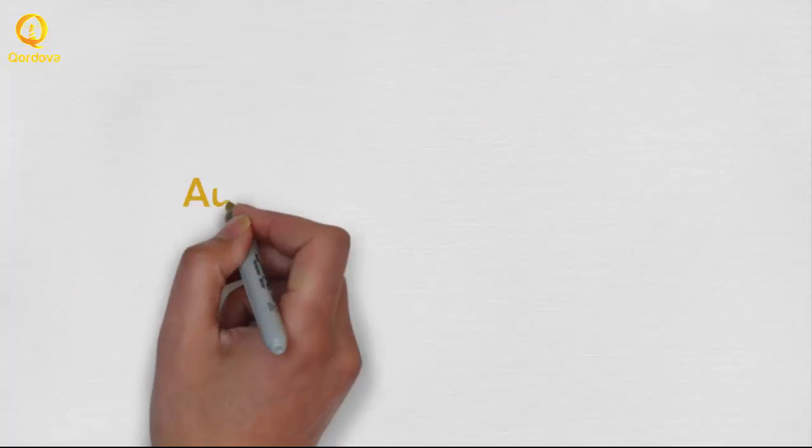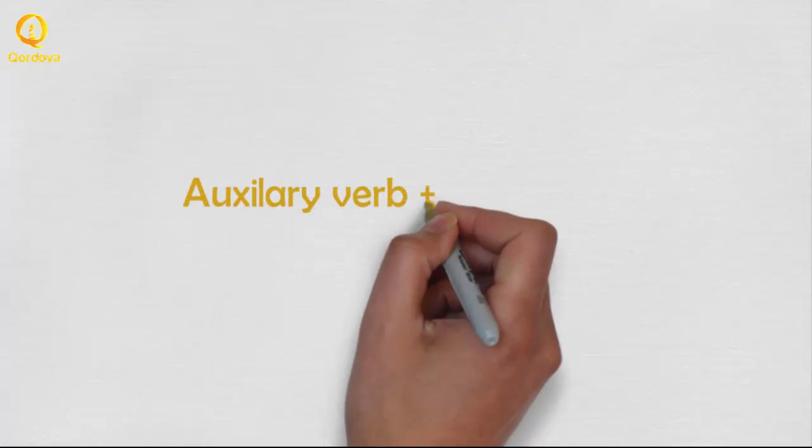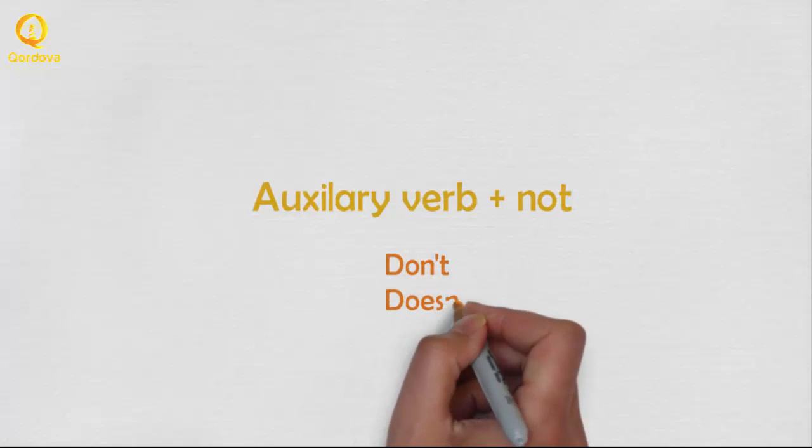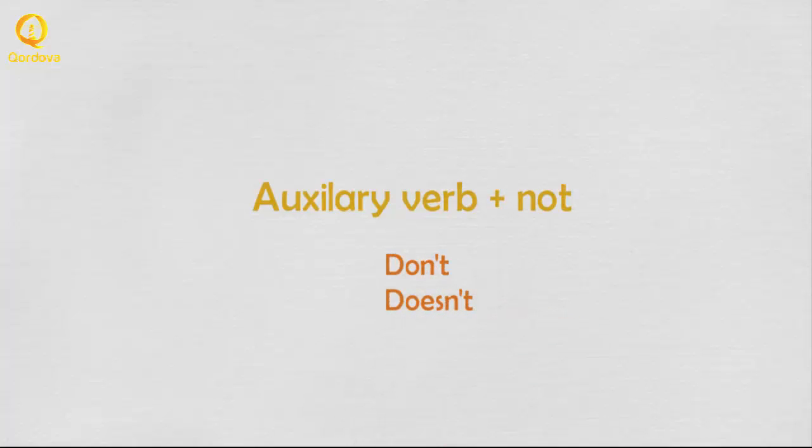Please notice that not is only added to the auxiliary verb. And the auxiliary verb here is do and does. So we always say don't and doesn't. And we don't say go'n't or eatn't.